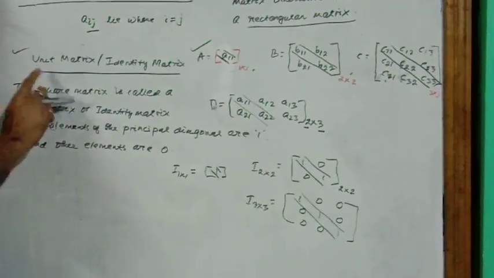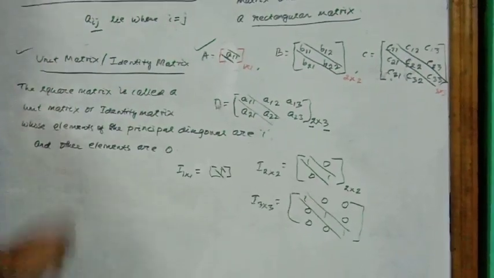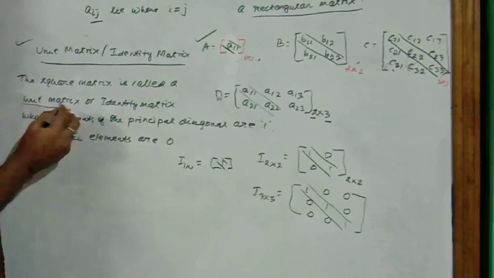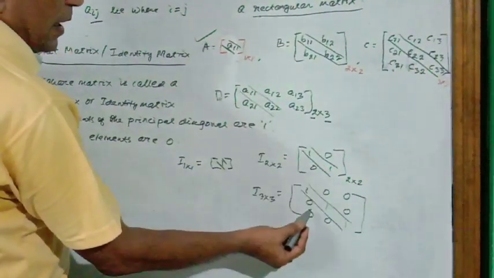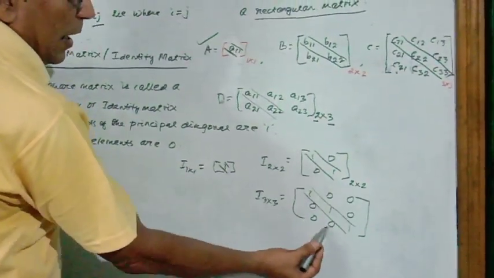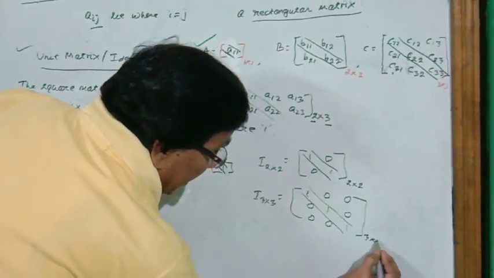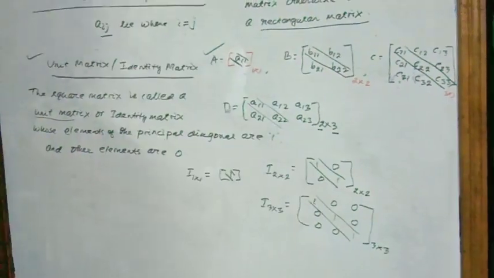So it is the definition of unit matrix. That means a unit matrix must always be a square matrix. So a square matrix is called a unit matrix if the elements of the principal diagonal are 1 and other elements are 0. So it is an identity matrix of order 3 cross 3.